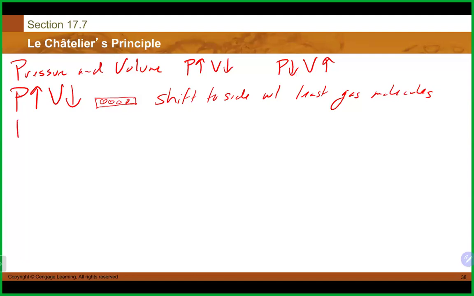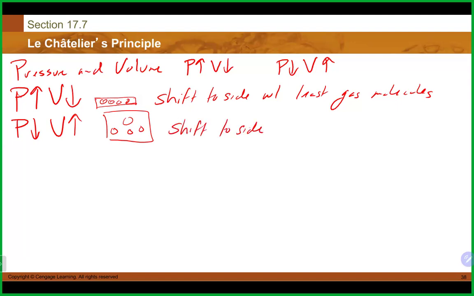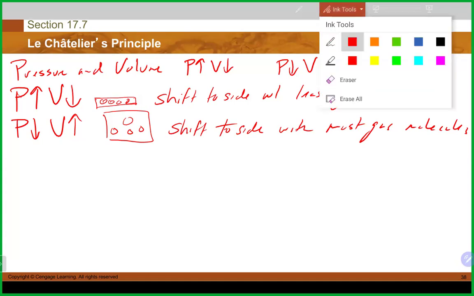The opposite here: if the pressure goes down, our volume went up, so now we have a much larger volume, and it's going to take longer for everybody to collide with each other if they're gas molecules. That's going to make our pressure decrease. To fix that, we want to bring the pressure back up. So it would shift to the side with the most gas molecules. And again, that is dependent on the equation that you're looking at. Any questions on that there?